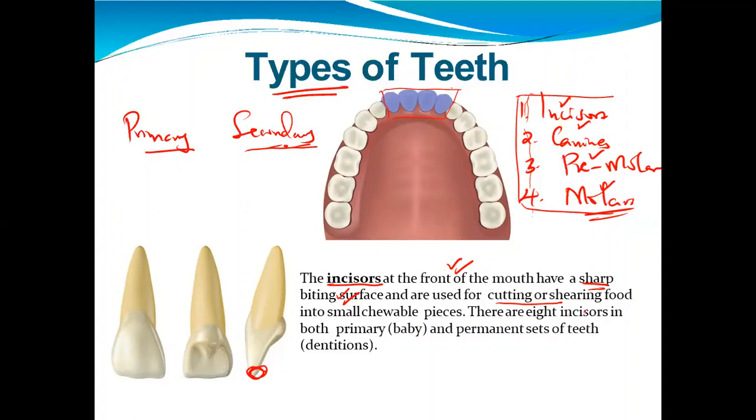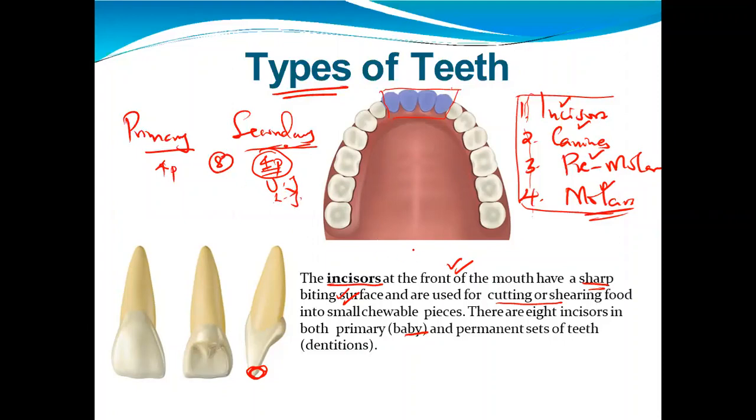So there are 8 incisors in both primary, that is in babies, and the permanent set of teeth. So in primary, we have 8 of them. That means it's 4 pairs. Okay, so even in secondary teething, we have 4 pairs also. That means that we have 4 in the upper jaw, and then 4 in the lower jaw. So in total, they make 8.